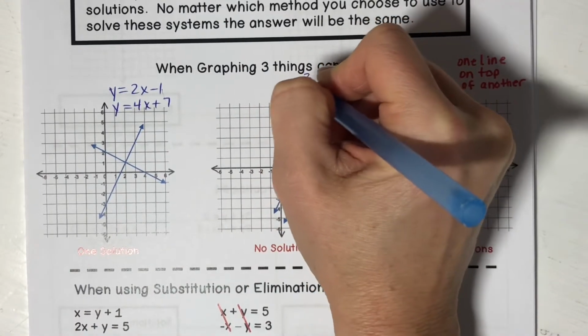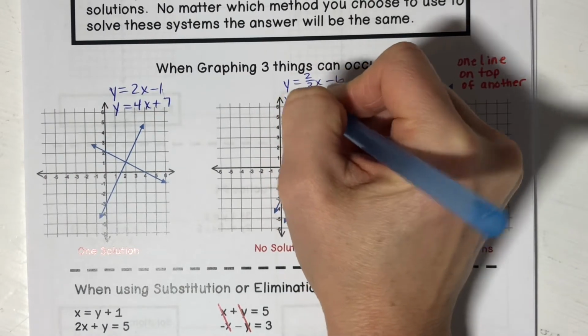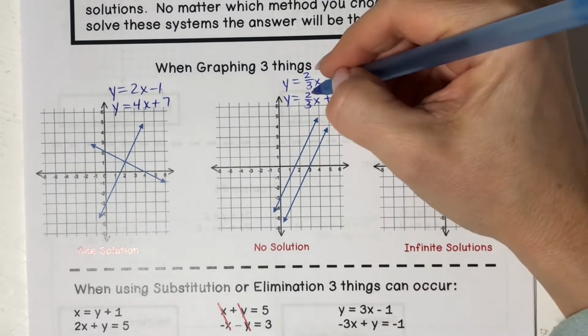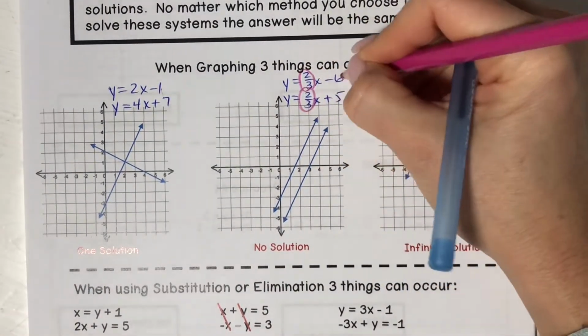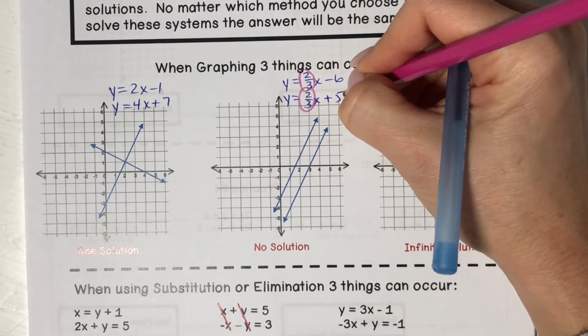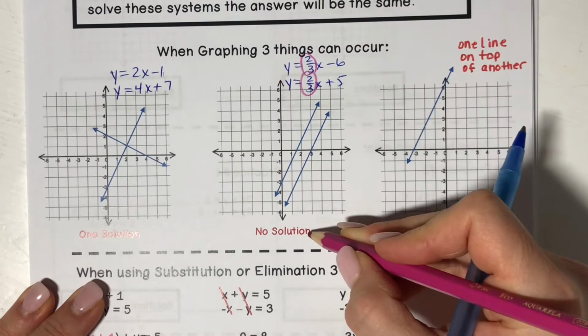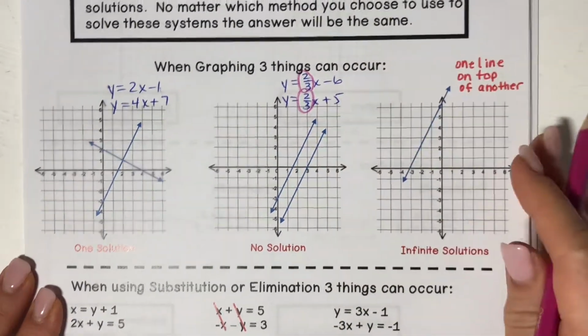Y equals 2/3 x minus 6, y equals 2/3 x plus 5. Again, they're not the exact equations, but as soon as you see that they have the same slope, but they're starting in a different spot. Again, you don't even need to graph them. You know they're going to be parallel, which means no solution because same slope, right?